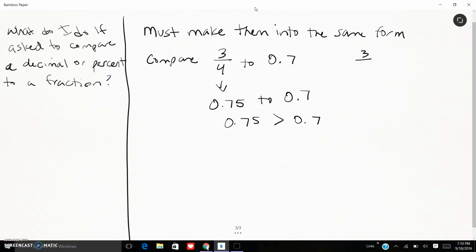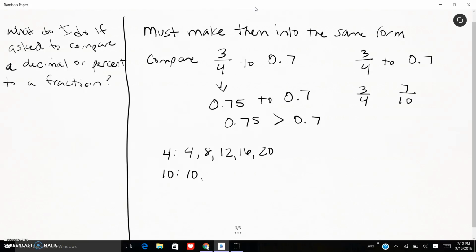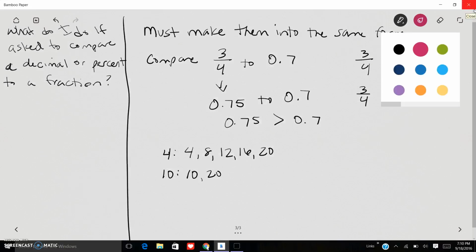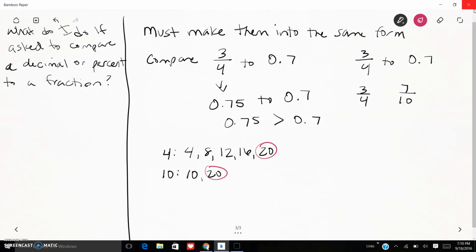But let's say you were asked to do it as a fraction. Okay, so I'm going to leave 3/4 the way it is, and I'm going to make 0.7 into 7/10. Now I need to find the multiples of 4 and 10. So 4 times 1 is 4, 4 times 2 is 8, 4 times 3 is 12, 4 times 4 is 16, 4 times 5 is 20. Oh, 10 can be divided into 20, so I'm going to stop there. 10 times 1 is 10, 10 times 2 is 20. I have common multiples, 20 and 20.